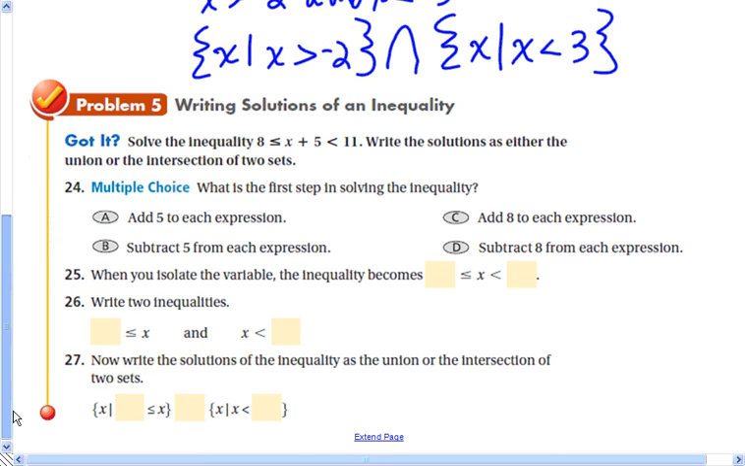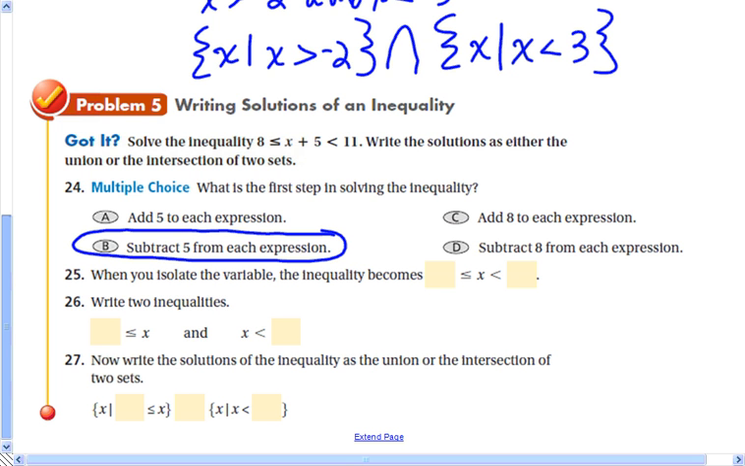So if we solve this compound inequality, we're going to think of it as either the union or the intersection. If it's an and, then it's an intersection. If it's an or, then it's a union. So what is the first step in solving this inequality? I'd say we should subtract 5 from each expression. Let's circle this one.